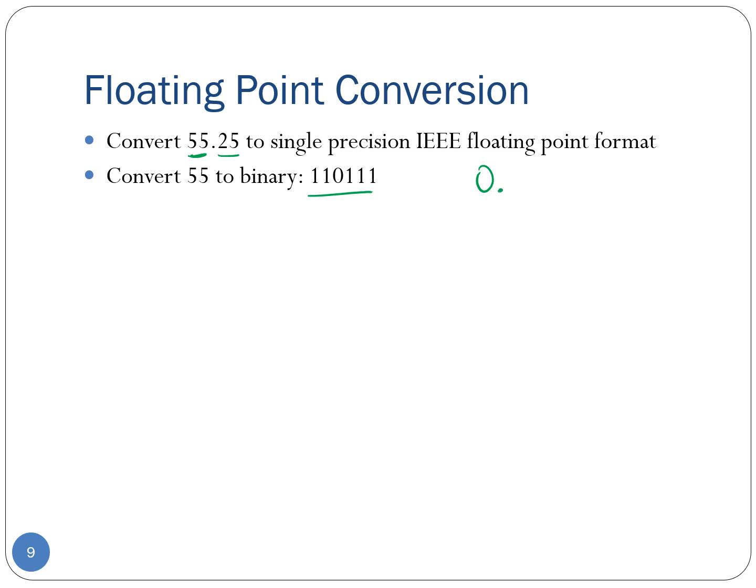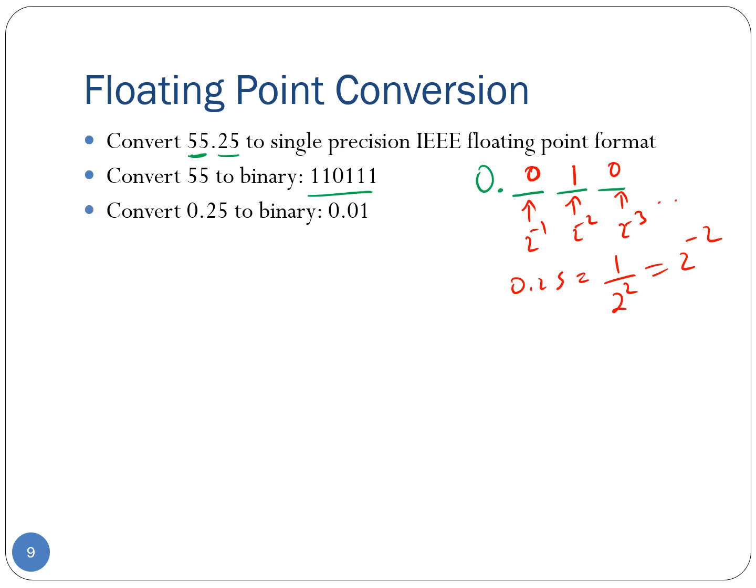Recall that every position after this binary point represents a negative power of 2. So this is 2 to the power minus 1, this is 2 to the power minus 2, and so forth. So 0.25 is actually 1 upon 4, which is basically 2 to the power minus 2. If we set a 1 here and zeros in all other positions, we get the binary equivalent for 0.25. So 0.25 is actually 0.01 in binary.